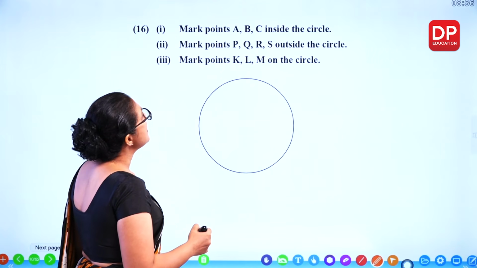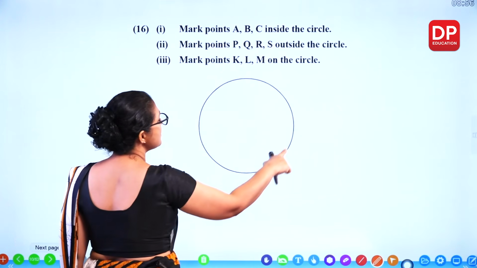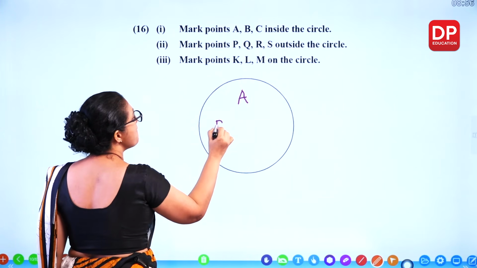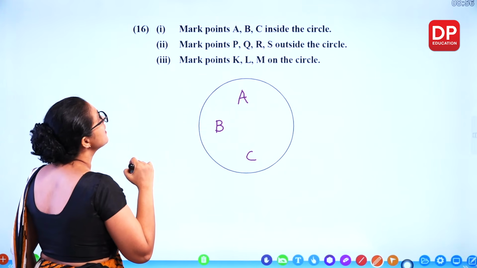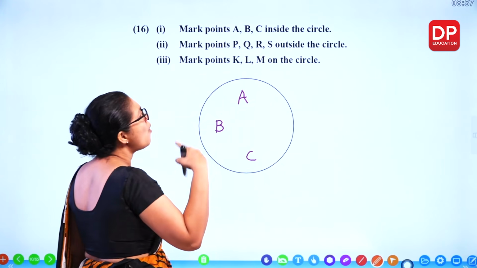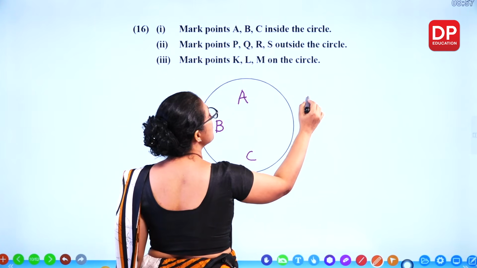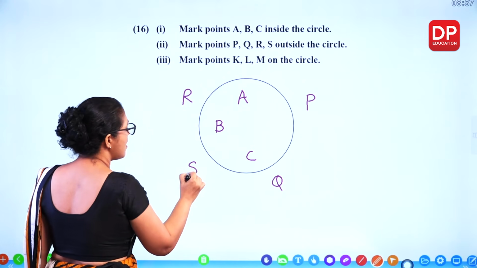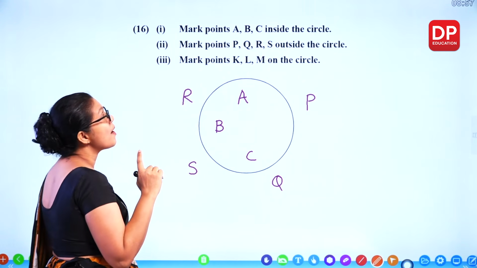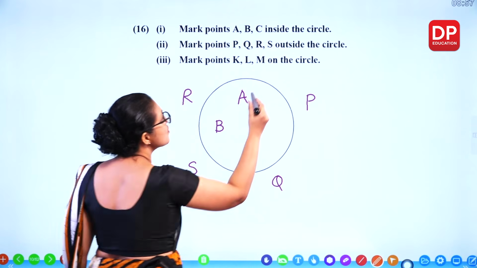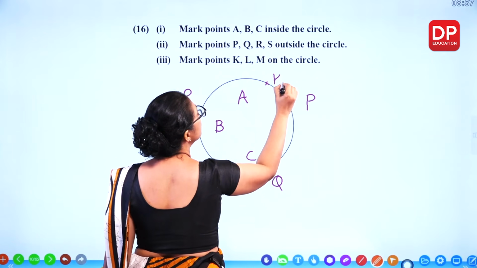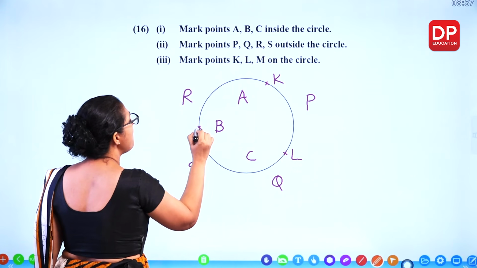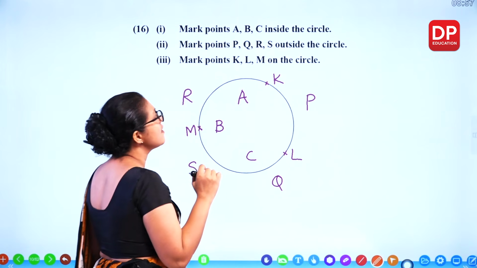Mark points A, B, C inside the circle. So this is the circle. You have to mark 3 points inside: A, B, C. Mark points P, Q, R outside the circle. So outside you can put P, Q, R, S. Mark points K, L, M on the circle. So you can mark on the circle K, L, M. 3 points on the circle.